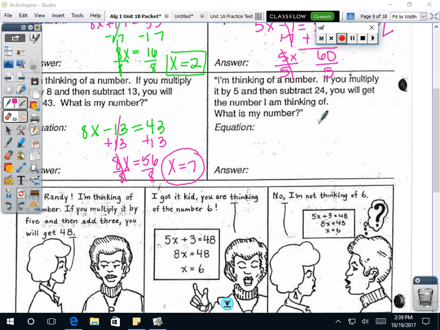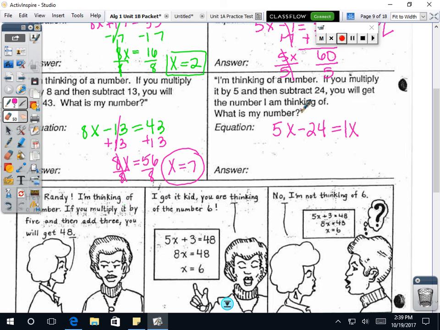All right, I'm thinking of a number. If you multiply the number by 5 and you subtract 24, you will get the number I'm thinking of. So you have to put another x because they don't tell you what you're getting. They just tell you you will get back the same number. Now, what most of you have trouble with is recognizing that this is a 1x.